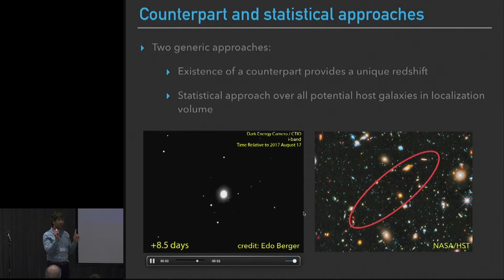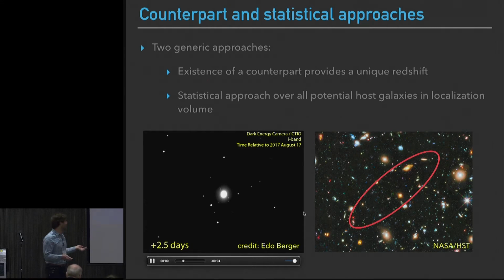But there's another way, and everyone should keep this in mind, which is, suppose you don't have this unique counterpart. What you do have is a bunch of galaxies. And for each of those galaxies, you can get a redshift. And each of those redshifts gives you a possible value of the Hubble constant. And so you can do a statistical measurement where you get a bunch of different values of the Hubble constant. But if you do this many times, it'll converge on the right one. Okay? And that's actually the original method that was proposed by Bernie Schutz in 1986.